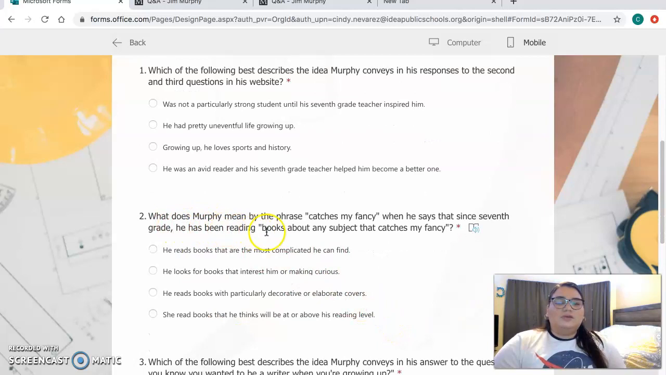So what does Murphy mean by the phrase catches my fancy? When he says that since 7th grade he has been reading books.